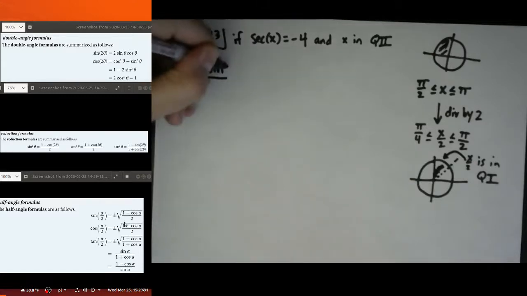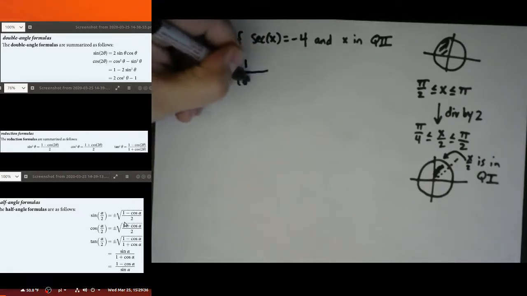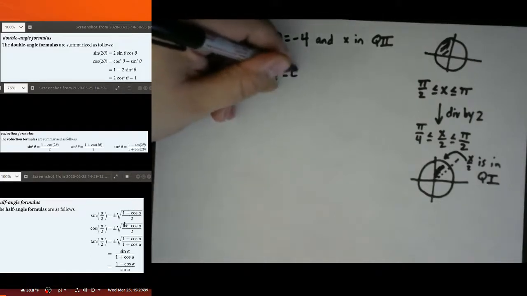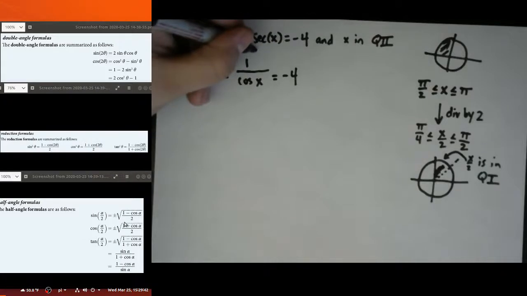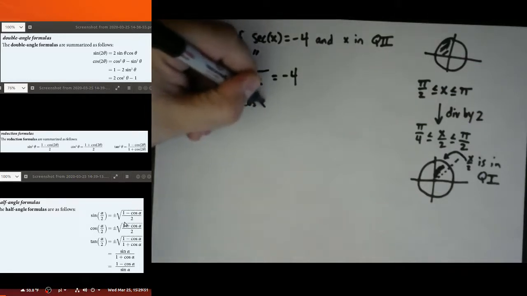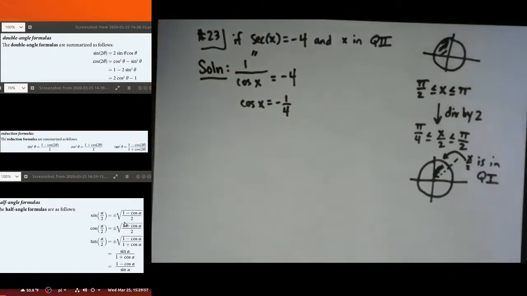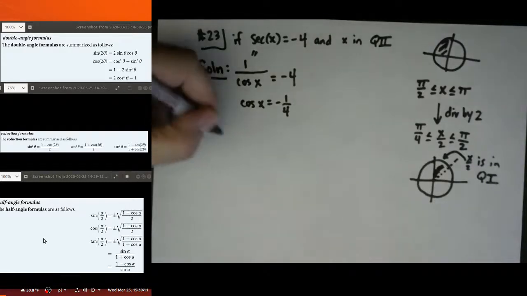We actually have an easier solution here than we had before, because secant is the same as 1 over cosine. So since secant is 1 over cosine, these things are equal, right? So I can actually solve this for cosine x. If I take the reciprocal of both sides, I'll get cosine x is negative 1/4. And that's really all I need to use these half-angle formulas. Look, inside these square roots, I just have cosines. I don't need to draw a triangle or anything like that because I lucked out. So we can jump right in.